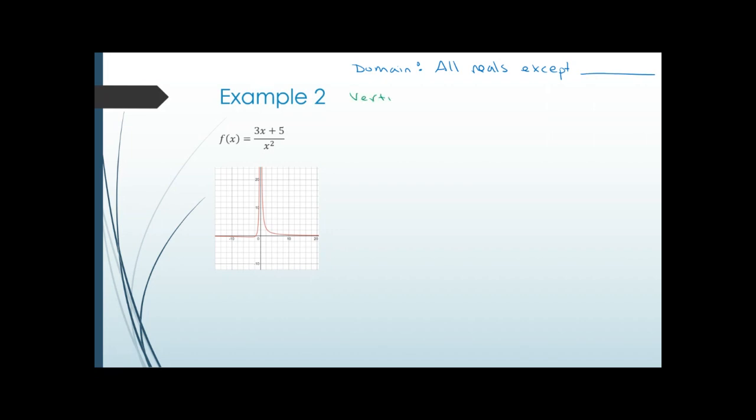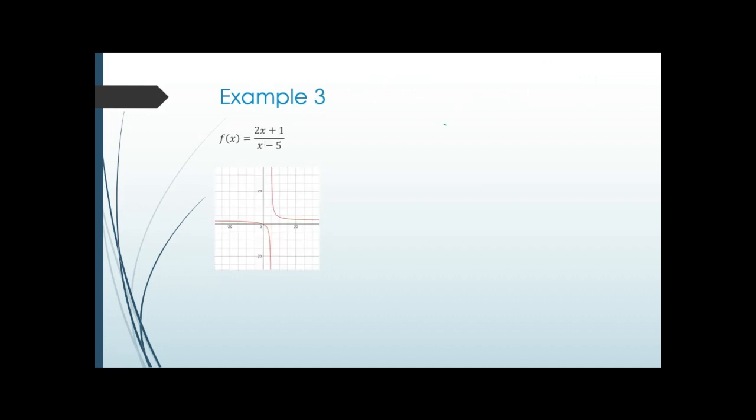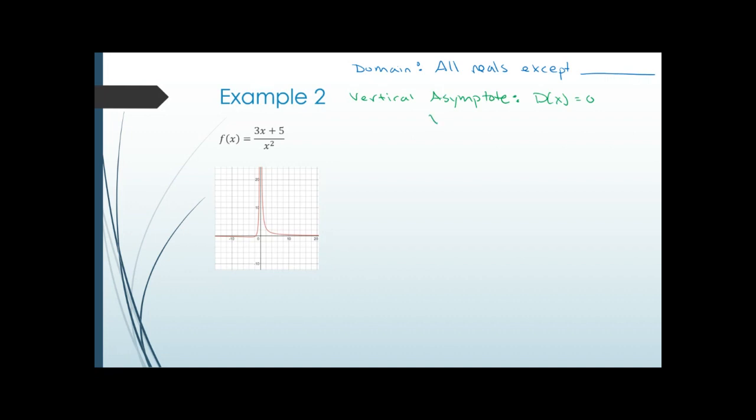So the vertical asymptote is where your denominator is equal to 0. So our denominator is x squared. So x squared equals 0. And now we need to solve for x. And that means you're taking the square root of both sides.